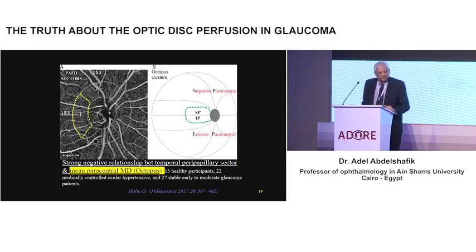This study was done by Holland, published 2017. He compared the peripapillary area, the temporal area, with the field changes in the paracentral area, and he found that there is a good correlation between the less vasculature and the field changes in the central area.